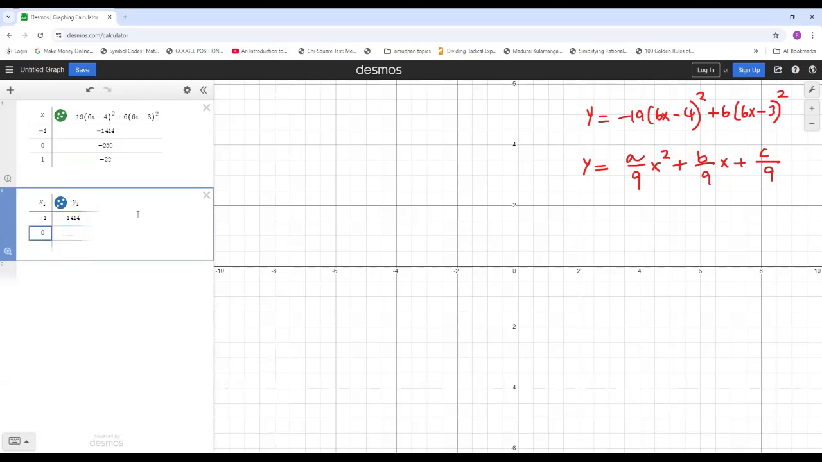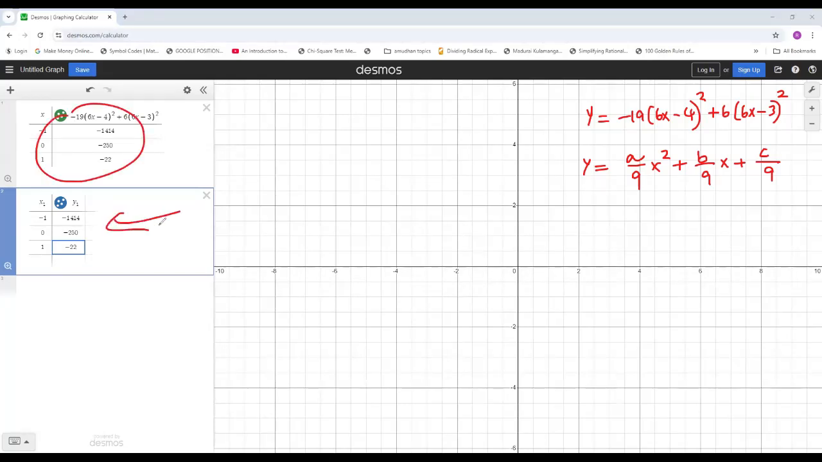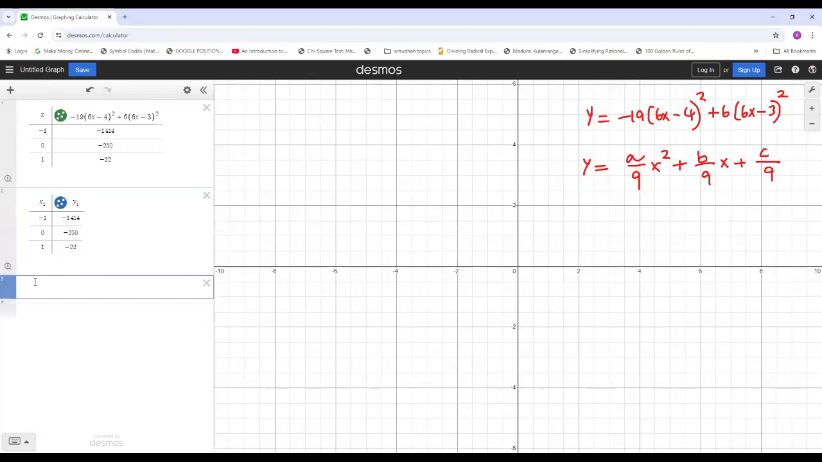Just give 0 as input for x1, and the corresponding input for y1 is negative 250 from the table above, and the third input for x1 is just 1, and the corresponding value for y1 is negative 22. Okay, now I have given the 3 values I got over here as input here. So now I have to give a function as an input. So that function has to be in this format. So it has to be done in the third row. Just simply click on the third row here.